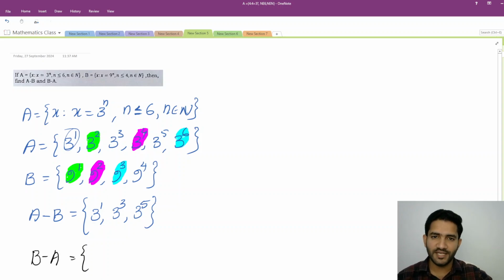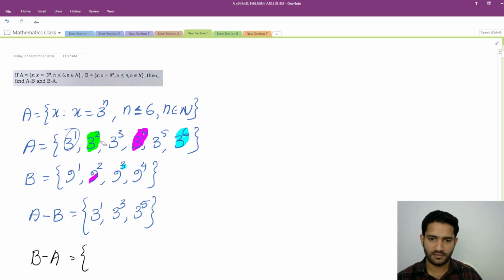Elements from B do not belong to A. 9 raised to 1. Is it possible to write 9 raised to 1? I'm just calculating all the values because I want to share it again. So look at here, 9 raised to 1.